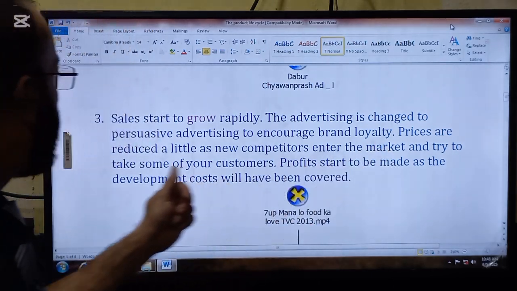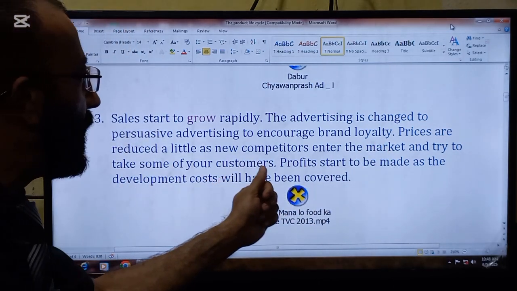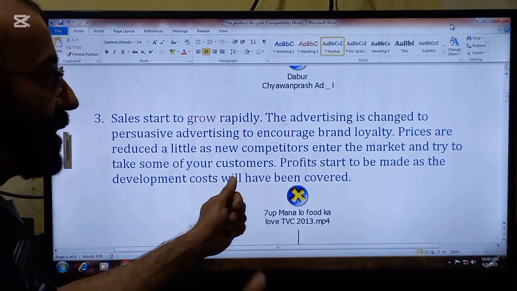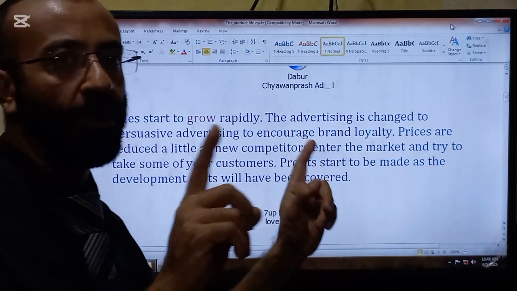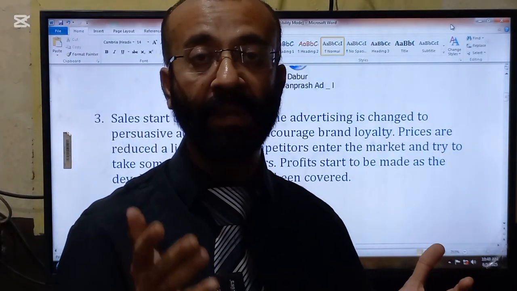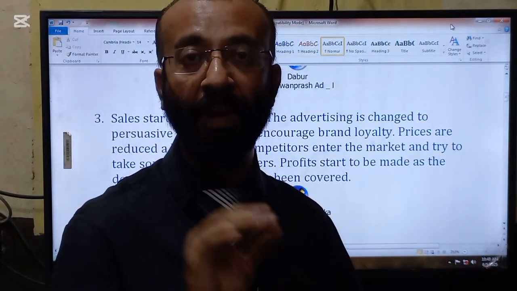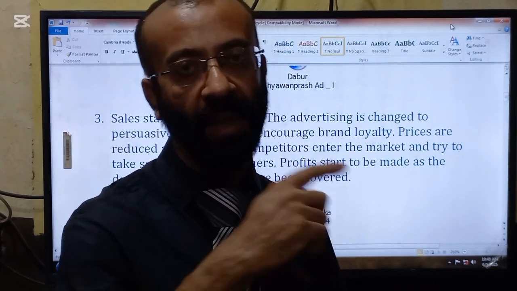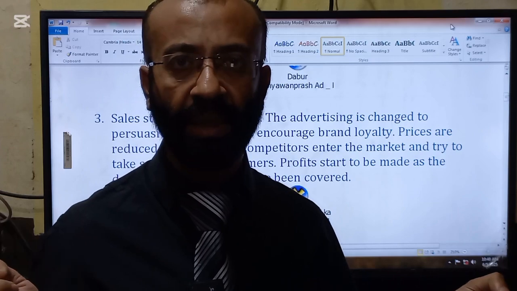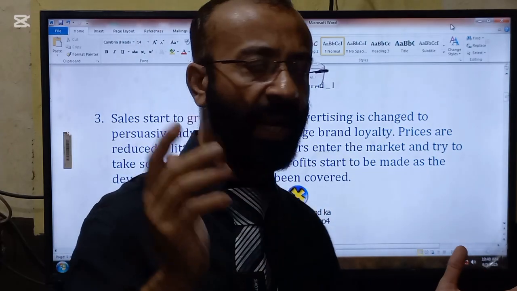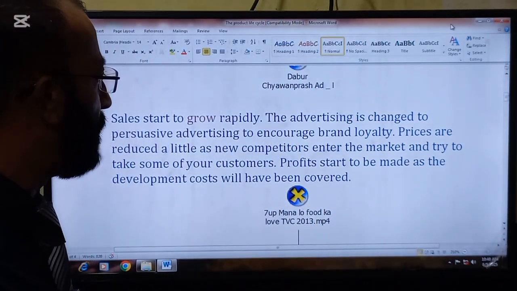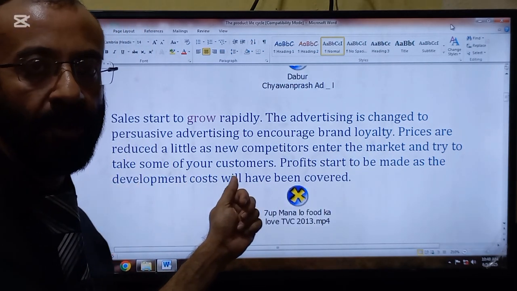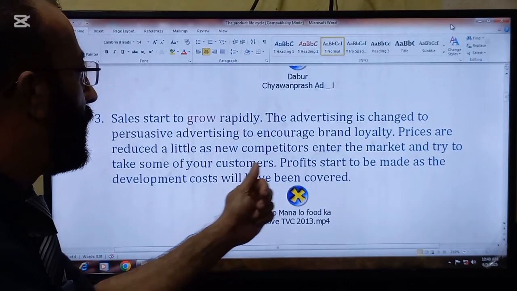Okay, prices are reduced a little as new competitors enter the market and try to take some of your customers. Because your customers are increasing, everyone was looking at you. So some competitors will enter the market and make the same product. Likewise, in competition with McDonald's, there is KFC and a lot of brands, for example burger clubs, etc. So prices are reduced a little to compete with the competitors.